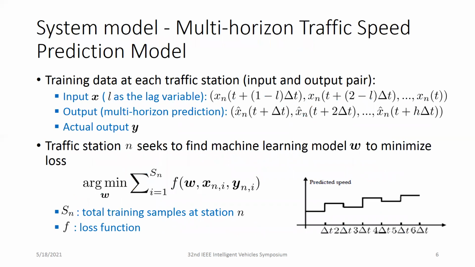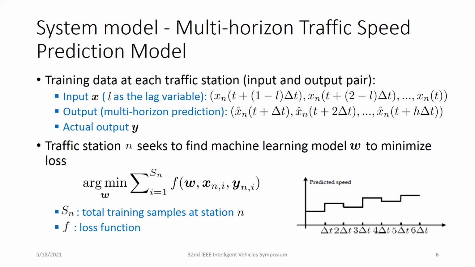Before I dive into the solution, let me first introduce the system model. Here we have the multi-horizon traffic speed prediction model. For the prediction model, we have data where we basically have input and output pairs. The input is basically just history data, and here we have L, which represents how much history data we consider within the input.